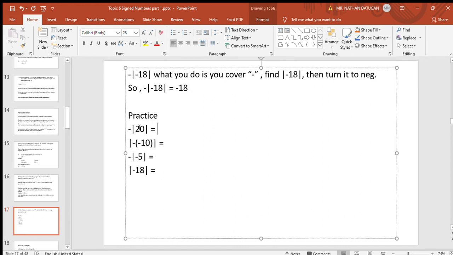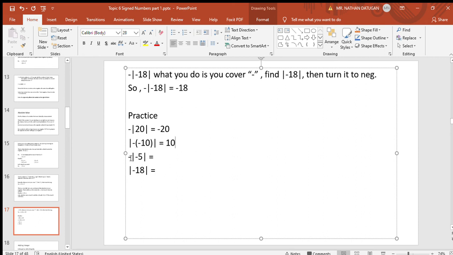Negative of absolute value of 20 is negative 20. What is the absolute value of negative 10? Your answer should be what? 10. Because the negatives are inside the absolute value. Again, absolute value will always give you positive unless the negative is outside. So since the negative is inside the absolute value, you will get positive.